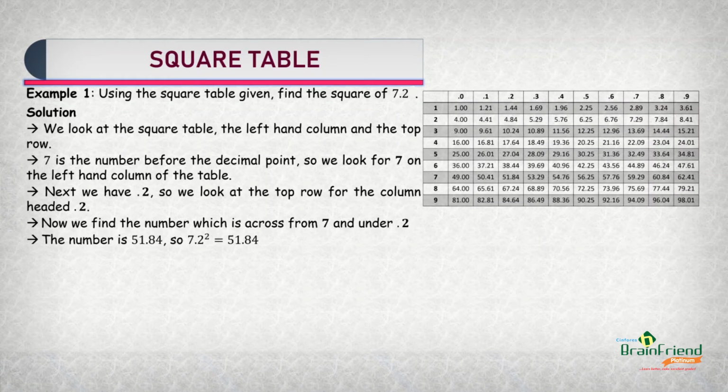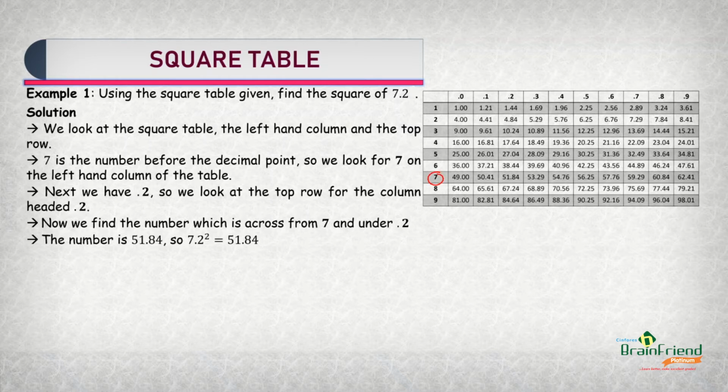Now let's look at an example. Using the square table given, find the square of 7.2. Now let's look at our table. We have the left-hand column and we have our top row. Now 7 is the number before the decimal point, so we look for 7 on the left-hand column of the table. We have 7 here.